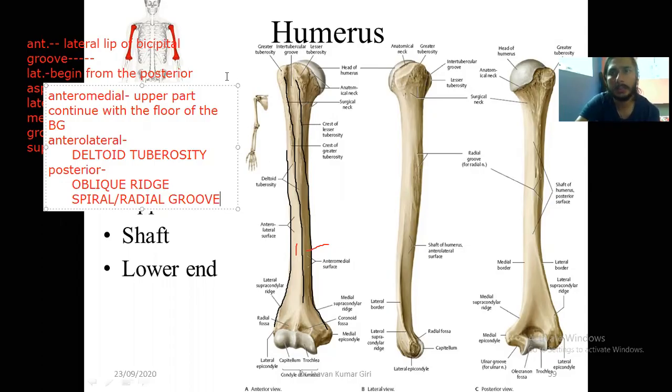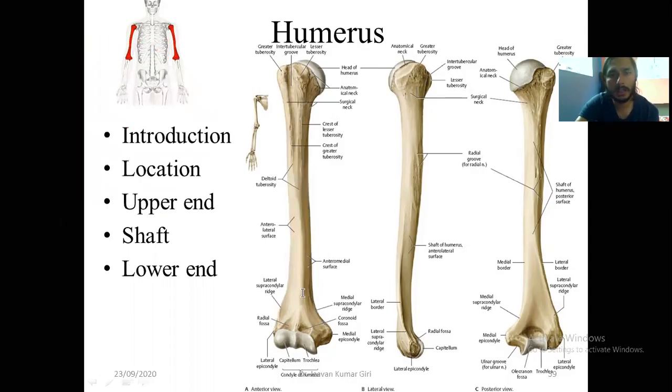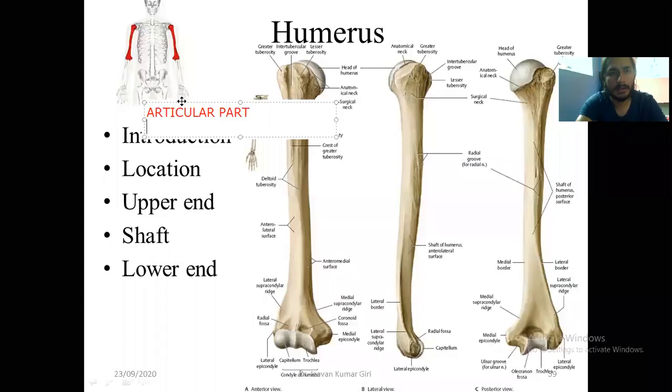Okay, up to here. Now we'll go for the lower end. In the lower end, we'll see these features here. That is the articular surfaces or articular part. So this lower end is a flat end actually. Anterior posteriorly it is flat and it is expanded side to side.